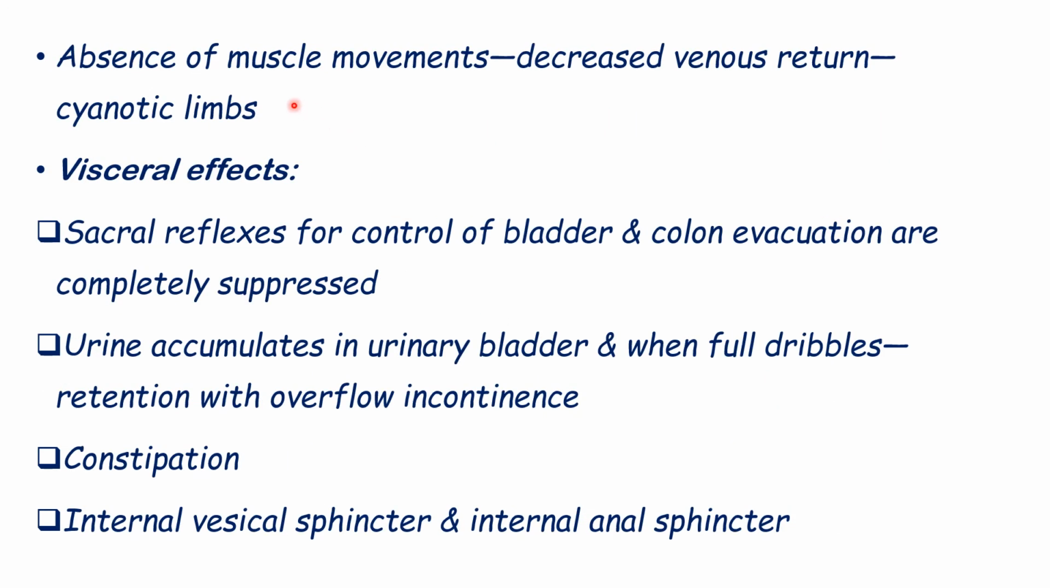And a very important feature is the absence of muscle movements. The muscles are paralyzed, so they can't move. So this further decreases the venous return. Already the sympathetic tone is less, arterial dilatation occurs, there is a decrease in blood pressure, and venous return is also decreased, and again because of absence of muscle movements, the venous return is decreased. So this leads to cyanotic extremities, mainly peripheral cyanosis. The limbs will be cold and blue. It's not central cyanosis, it is peripheral cyanosis.